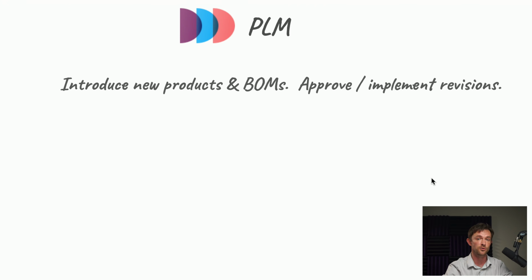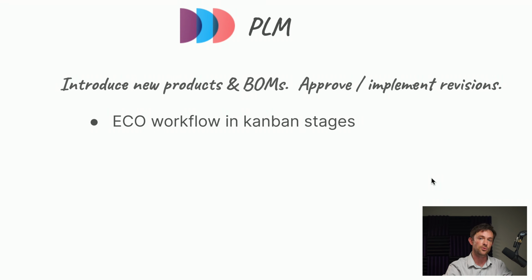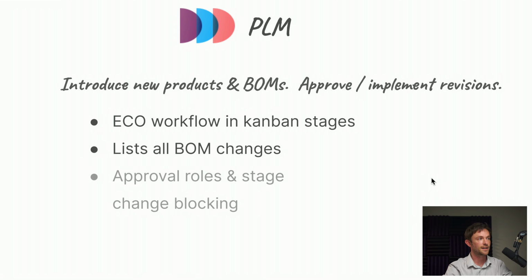Product Lifecycle Management, or PLM, is specifically used to introduce new products or new bills of materials, and it's used to update existing stuff through revisions and versions. So if you have a version 1, a version 2, a version 3, that's what this is for. It has a really nice engineering change order workflow that's represented as different Kanban stages. You know, it's new, it's in progress, it's finished, that kind of thing. It easily lists all of the changes that you've made to the bill of material over time. And it has a really nice approval role feature built into it that's going to block this revision from being complete unless you've gotten all the necessary approvals first.